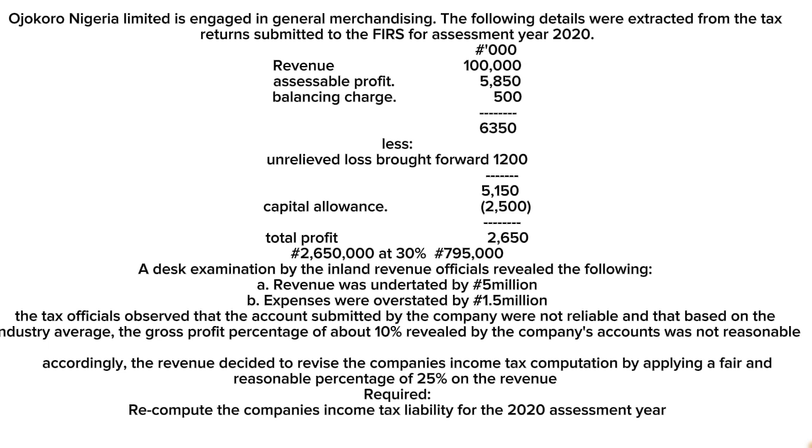So it goes thus: a desk examination by the inland revenue officials revealed the following: A, revenue was understated by 5 million naira. B, expenses were overstated by 1.5 million naira. The tax officials observed that the accounts submitted by the company were not reliable, and that based on industry average, the gross profit percentage of about 10% reviewed by the company account was not reasonable. Accordingly, the revenue decided to revise the company income tax computation by applying a fair and reasonable percentage of 25% on the revenue. So we are required to recompute the company income tax liability for 2020 year of assessment.